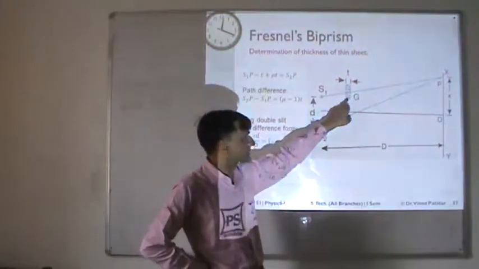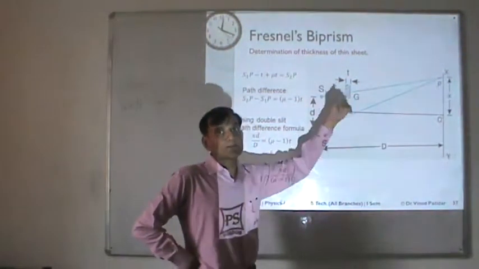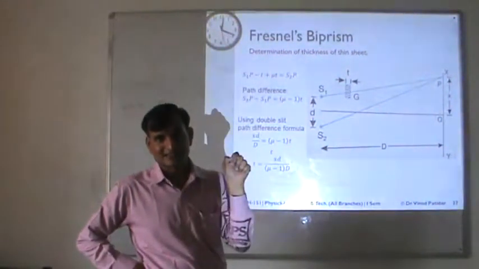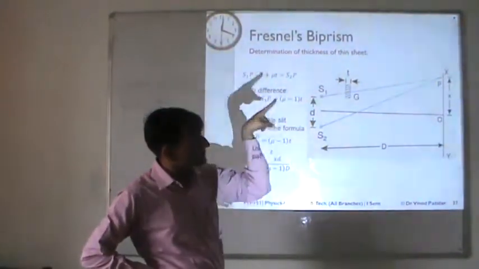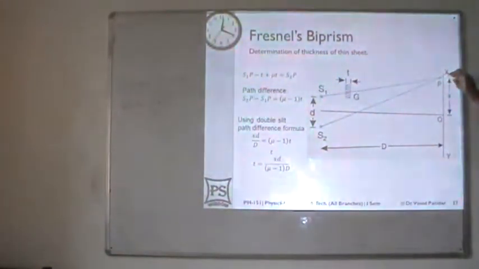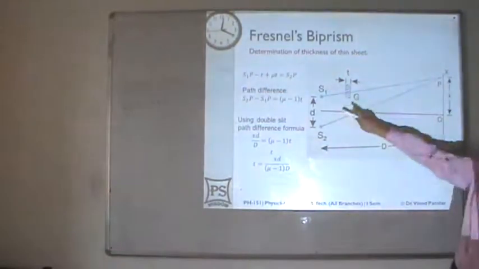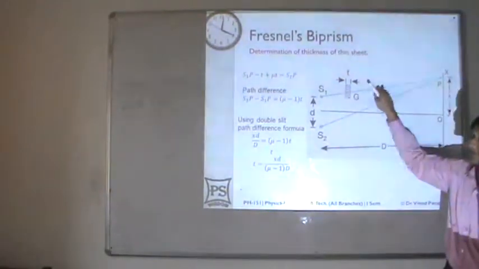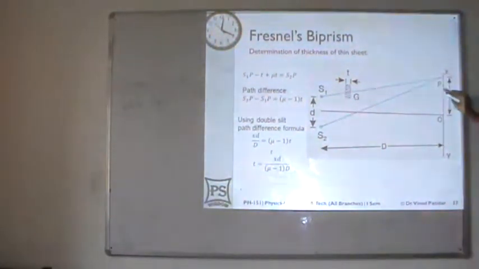Now what happens, because of the insertion of this thin plate, the path difference will change. The bright fringe which was at the center will change its location and will shift to some other point. Suppose that point is P. This is the point where the white center fringe produced due to the biprism is now shifted. Because of the insertion of this thin plate, the path difference is changed for this particular light ray, and the fringe will be observed at the location where the path difference is the same.